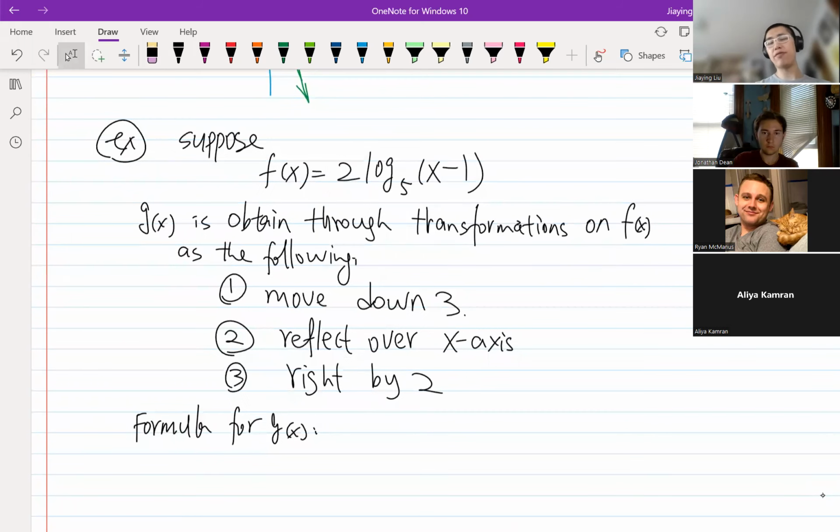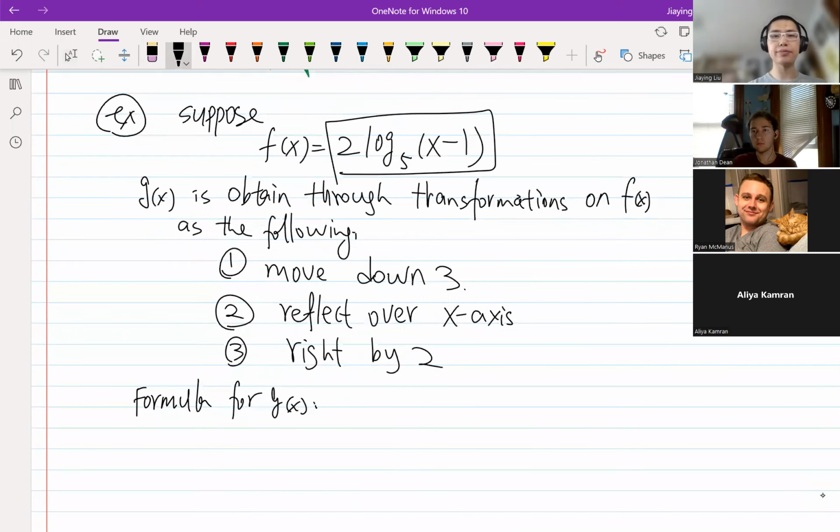Let's take f(x) and follow exactly what the steps tell us. This is what I'm starting with: 2 log base 5 of (x - 1). The first thing is when I move it down, I'm going to subtract 3, because when I move it down, I'm affecting the y. So that's 2 log base 5 of (x - 1), minus 3 at the end. That minus 3 is affecting this piece.